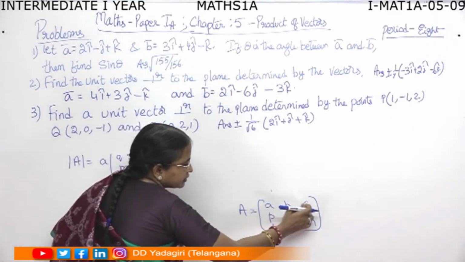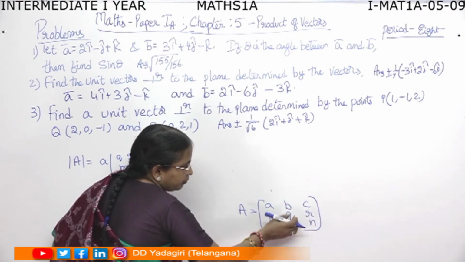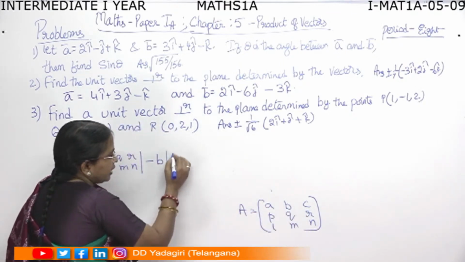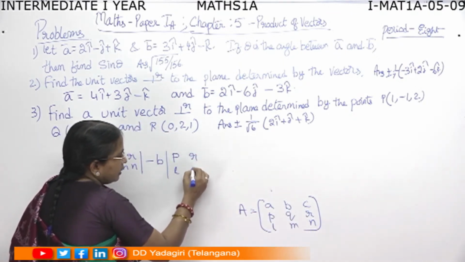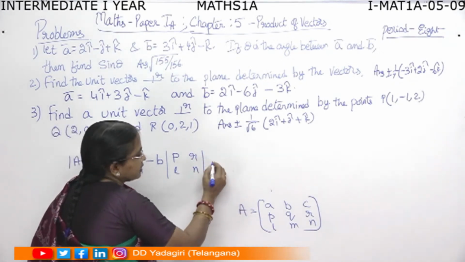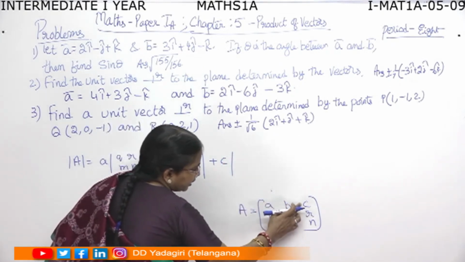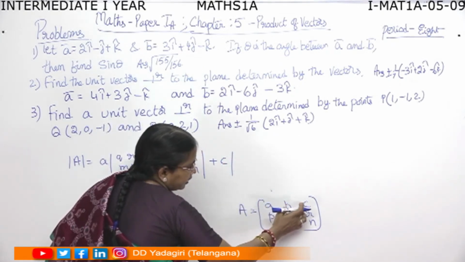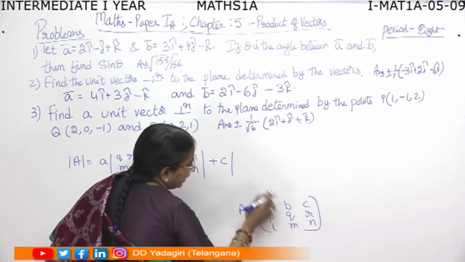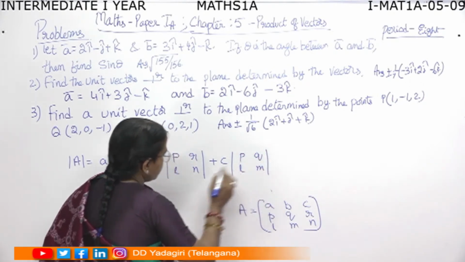B is in the second column. So delete this row and column. What is left? P, L, R, N. So write P, L, R, N. Determinant of this. And then third one is again plus C into, delete the row and column containing C. Delete this row and this column. What is left? P, Q, L, M. P, Q, L, M. So like this you should write.